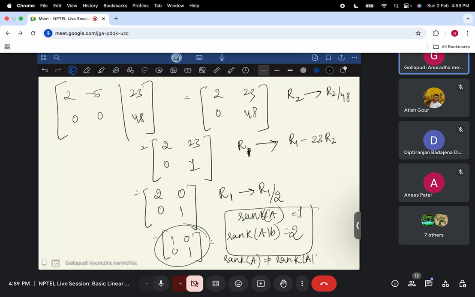In this case, you have inconsistency, because it actually means 0 into x plus 0 into y is equal to 48. So 0 is equal to 48. It's absurd. So from the rank, you will get the information, and you can comment on the solutions which you're going to get.